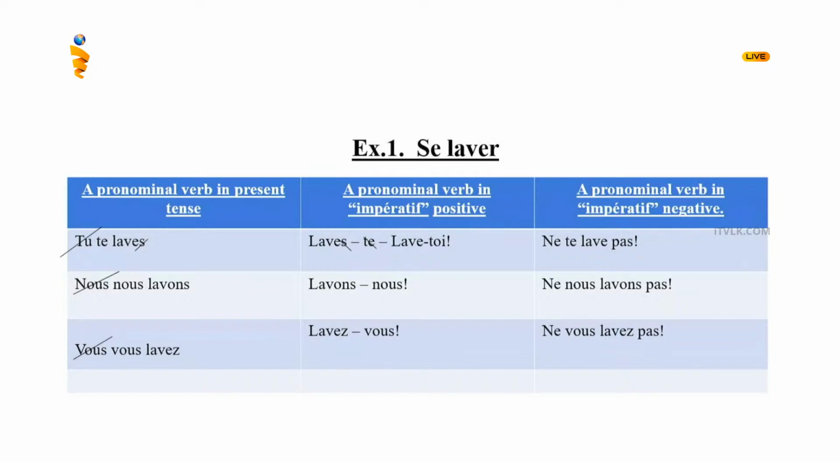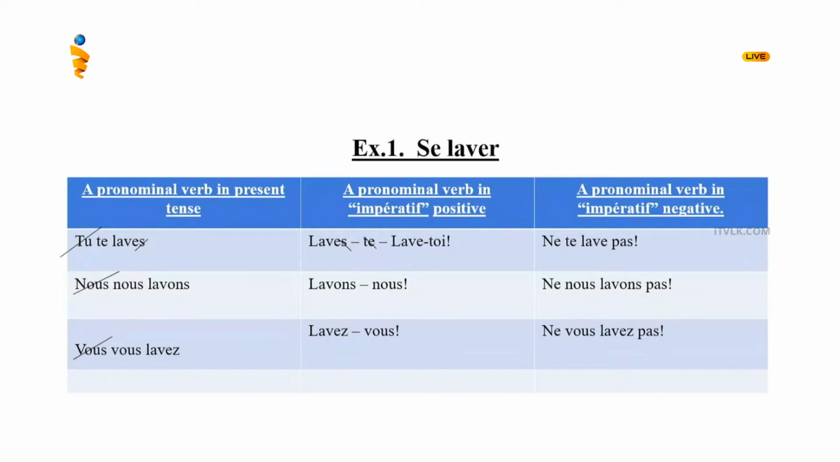Then the problem comes with the pronouns te, nous, vous. As you can see in the imperative positive format, I have taken this pronoun te, nous, vous to the back of the verb after a hyphen. So this pronoun is connected to the verb with a hyphen. But at the same time, the pronoun te has changed its format to toi. But the pronouns nous and vous are not changing their format. So it becomes lave-toi, lavons-nous, lavez-vous in imperative positive format.